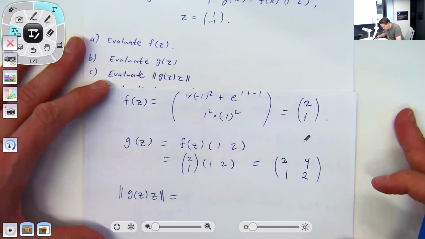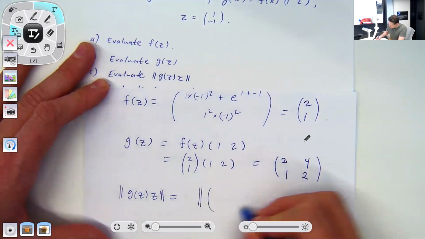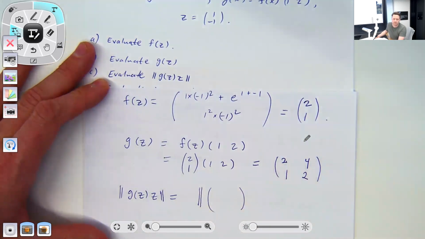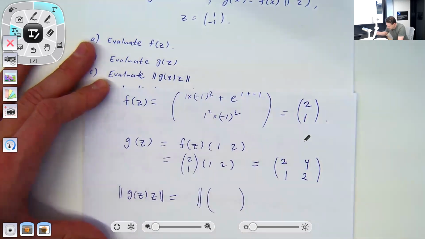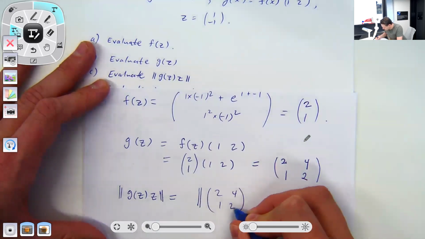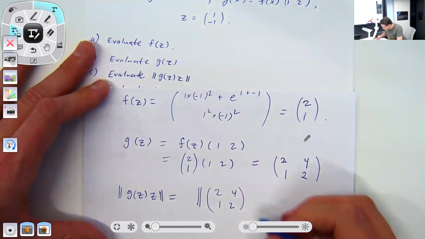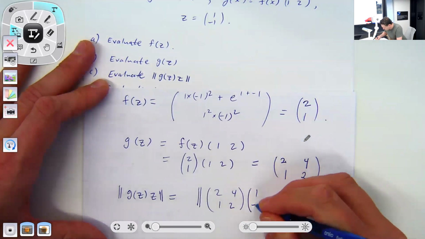Okay, so we already have g of z right there. So we're taking the norm of something that now has a matrix in it. But remember, when we multiply this by z, we're going to get a 2 by 1 matrix, right? And we can take a norm of that. All right, so 2, 4, 1, 2, and then we put in z. But don't copy that one down, because remember z is 1, minus 1.